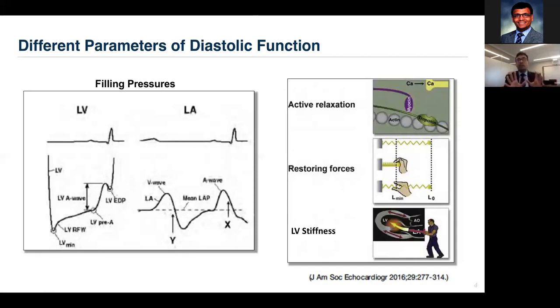So this concept is very important when you're comparing different measurements. And in the guidelines, typically when you are assessing the ability to measure filling pressure, you want to concentrate upon the left ventricular pre-A pressure, or the left atrial mean pressure, or the pulmonary capillary wedge mean pressure.